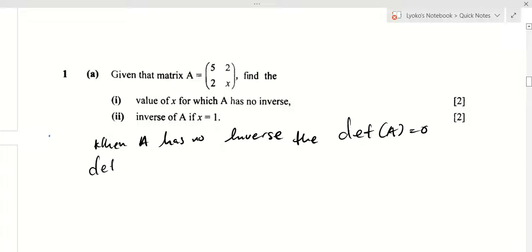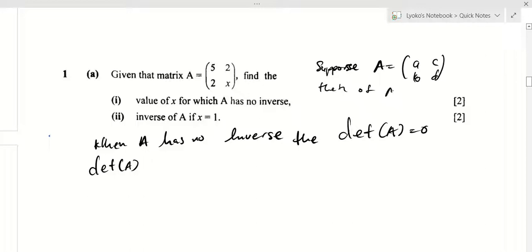So the determinant of A for any particular matrix, let me just write a general matrix here. Suppose A was equal to A, B, C, D. Then the determinant of A would be A multiplied by D, so it will be AD minus CB. So this is how you find the determinant.